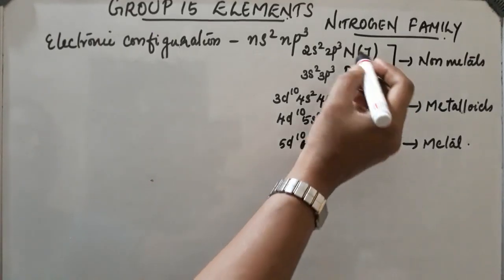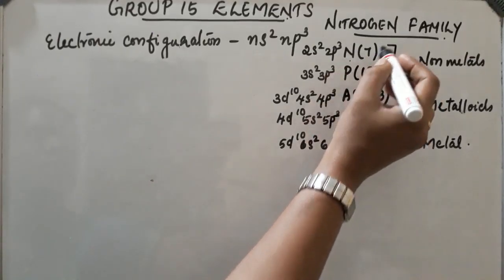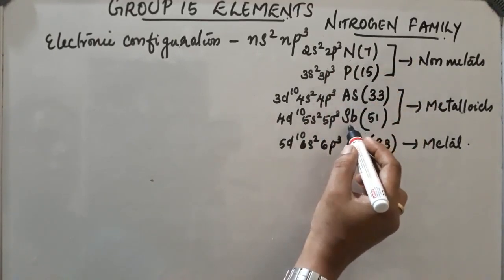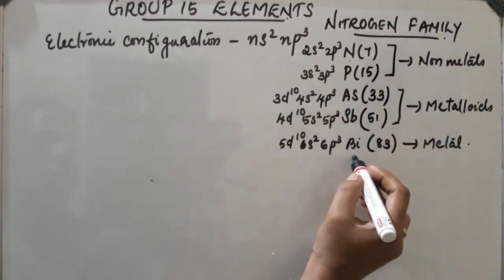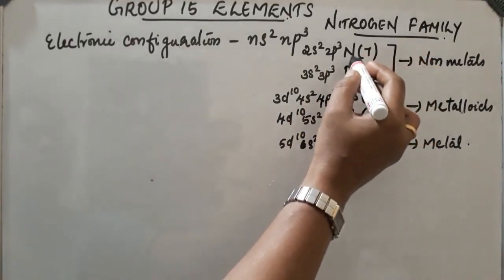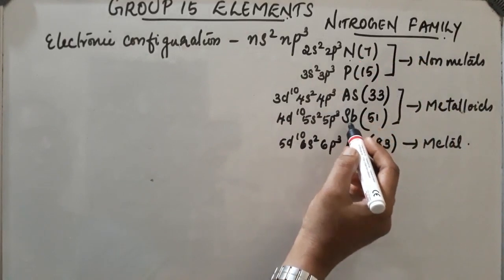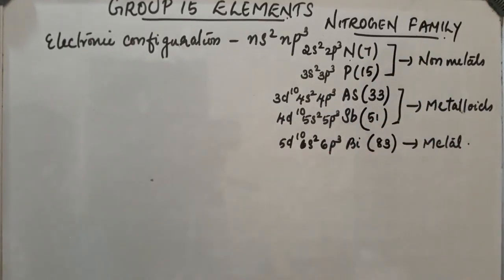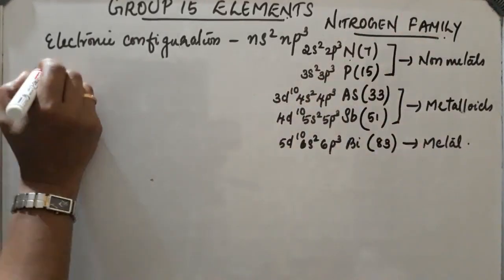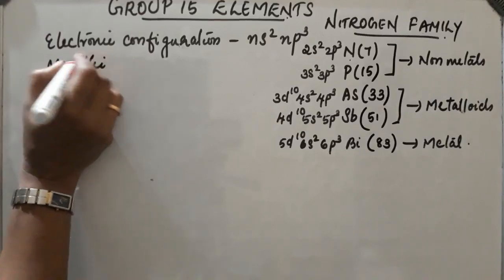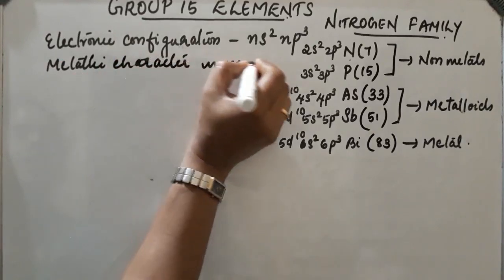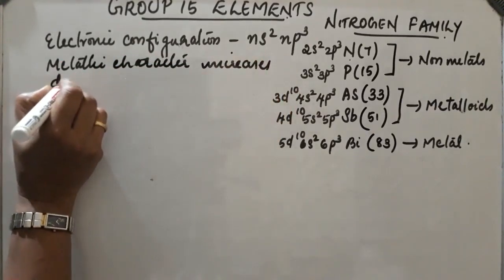The members are nitrogen with atomic number 7, phosphorus with atomic number 15, arsenic 33, Sb is antimony 51, Bi bismuth 83. The first two members, nitrogen and phosphorus, are non-metals, arsenic and antimony are metalloids, and bismuth is a metal. So, down the group, metallic character increases.